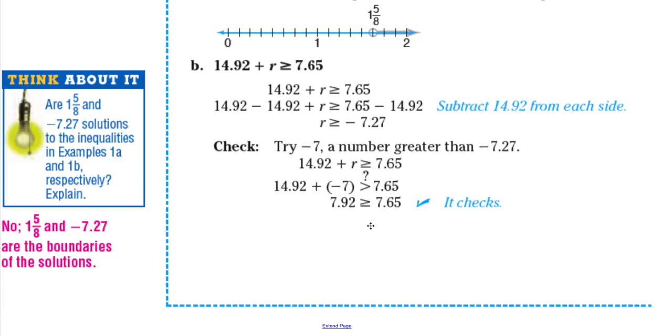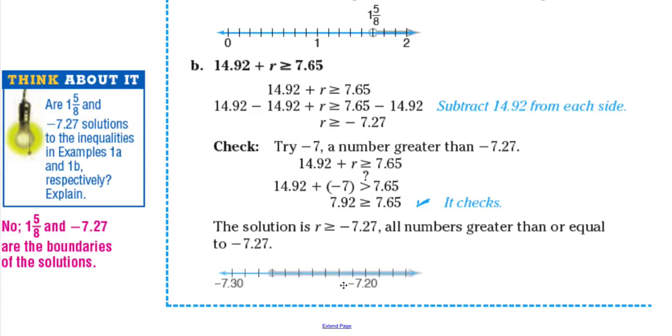So we graph it. Since it's a greater than or equal to symbol, that means it's a closed dot, and since the inequality is pointing away from the variable, it's a closed dot that goes to the right. And there you have it, a closed dot on negative 7.27 going to the right. That is example number 2, and let's do example number 3.